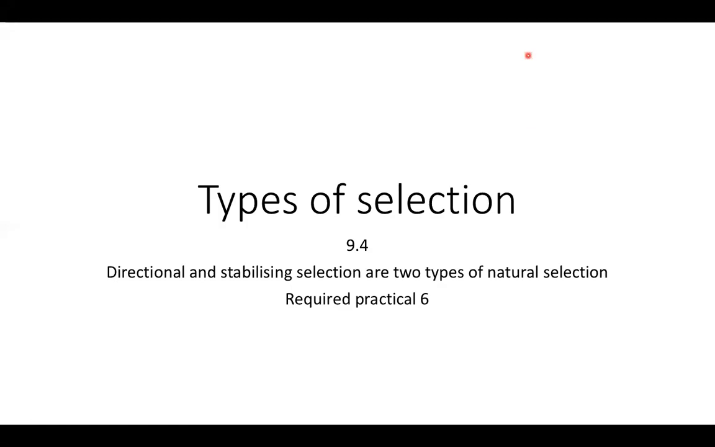Hello all. Today's lesson is on types of selection, which is chapter 9.4 in the textbook. This chapter is about directional and stabilising selection. We will also be looking at required practical number 6.